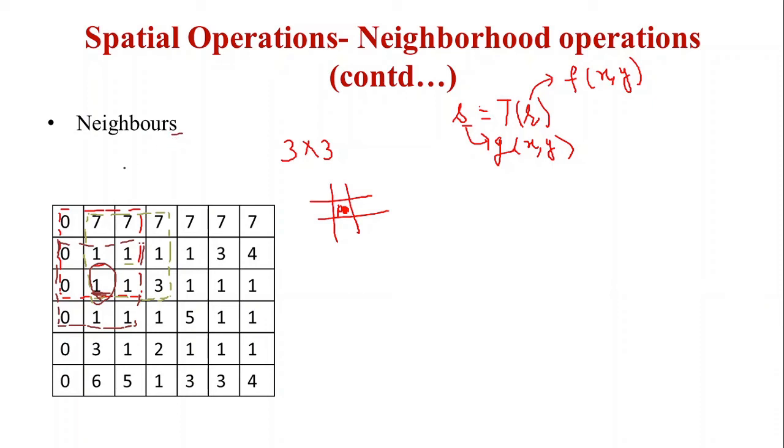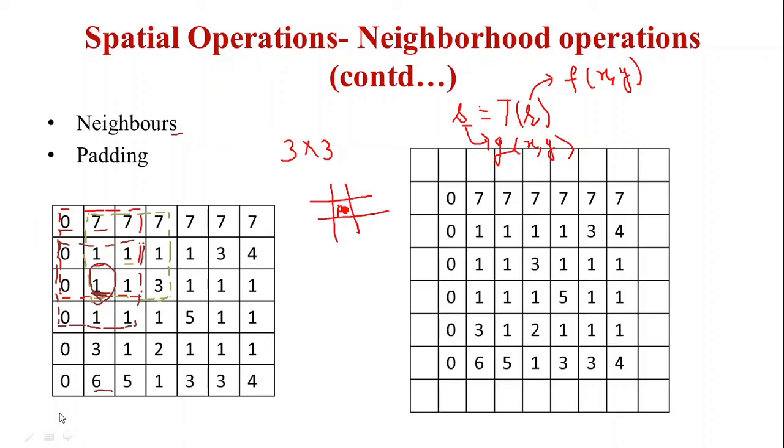But the next question arises: what if I have to compute the neighbors of the pixels which are at the boundary, like for this one, or the 7, or this 6, or all the pixels which are boundary pixels? So here comes the concept of padding. Padding means we are going to append one row on the top, one row on the bottom, one column on the left, and one column on the right in this form. And we are going to initialize the value 0 to all these rows and columns that we have appended, right?